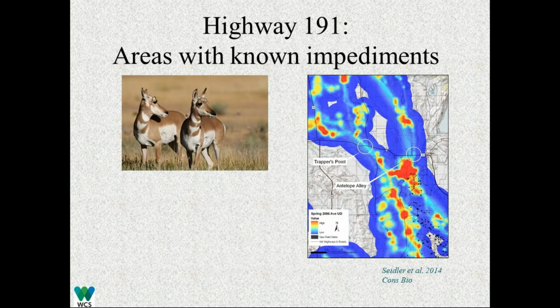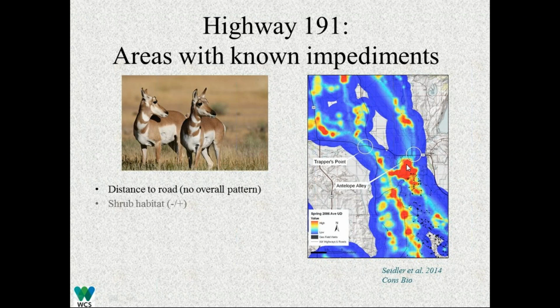And the short version is in places like Highway 191, so this is a spring migration here on the right, so animals are moving north. This is the highway here. Trappers Point Bottleneck is here. This is 2006, so this is prior to the road mitigation structures. What we saw is these hotspots or these stopovers.